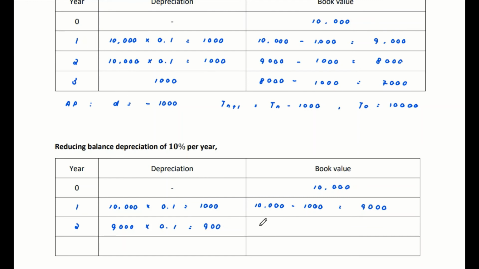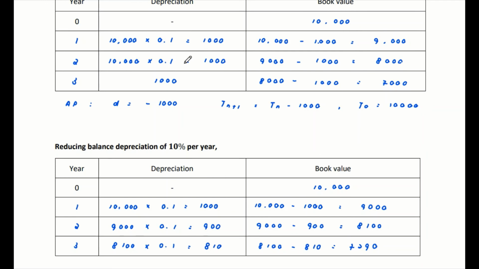Which means the book value here becomes 9,000 minus 900, which gives you 8,100. Then moving forward to the third year, it's the previous book value times 10% as well. So 8,100 multiplied by 10% gives you 810. So it will be 8,100 minus 810, and for this case you are going to get a value of 7,290.